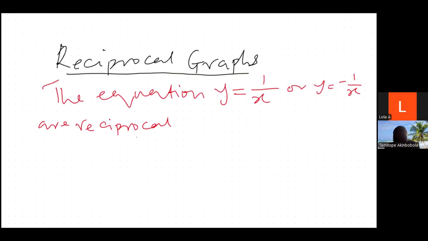So the equations y equals 1 over x or y equals minus 1 over x are reciprocal functions. So this is what we mean by reciprocal. You remember I asked you last week, what is reciprocal? Reciprocal means 1 over. So these are examples of reciprocal functions. Is that clear?